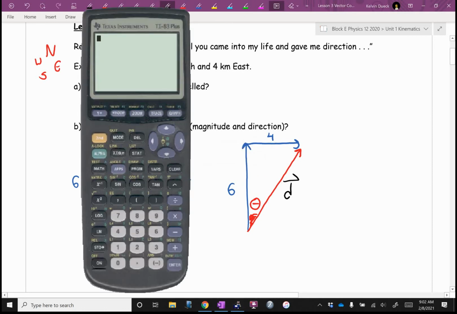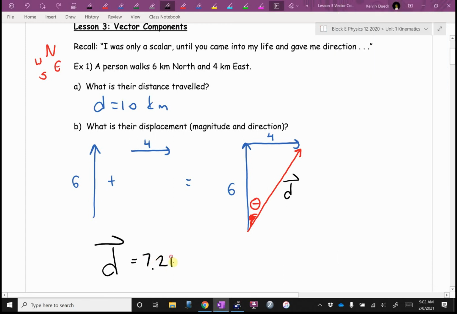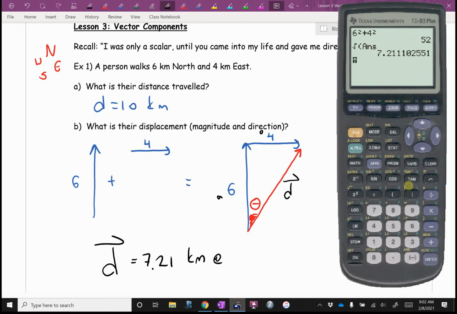I don't know how good you are getting at this stuff, but I am going to be bold and just go 6 squared plus 4 squared, square root on my calculator and not actually write that step out. On a quiz or a test, Davis, I would absolutely write this step out too. But for now, 7.21 kilometers. Opposite, adjacent, I think it's going to be tan. 33.7 degrees.